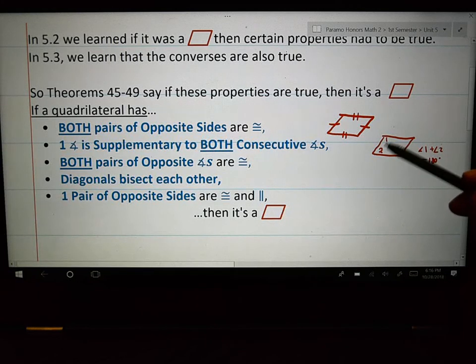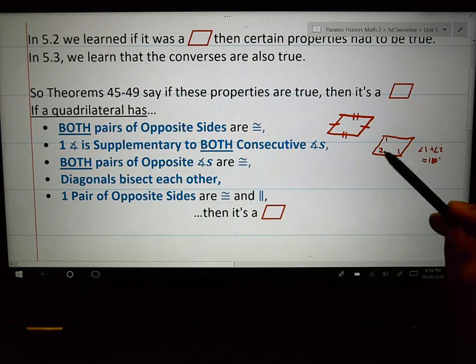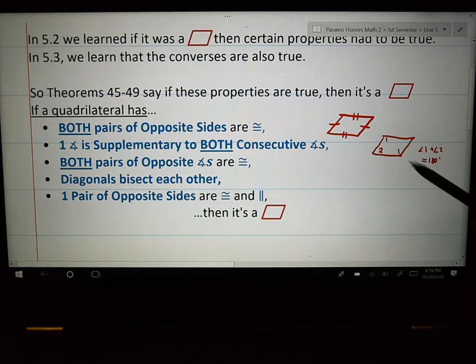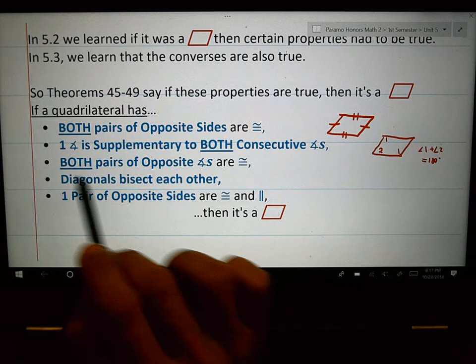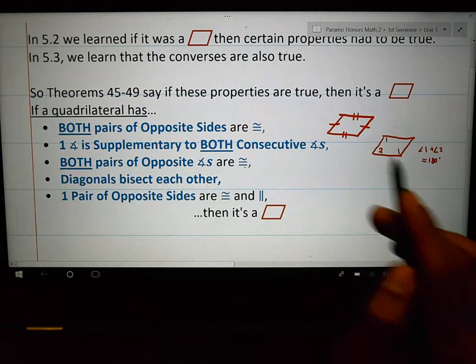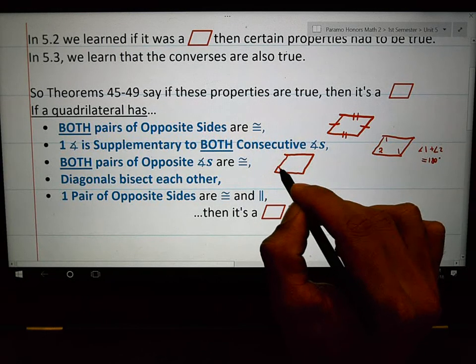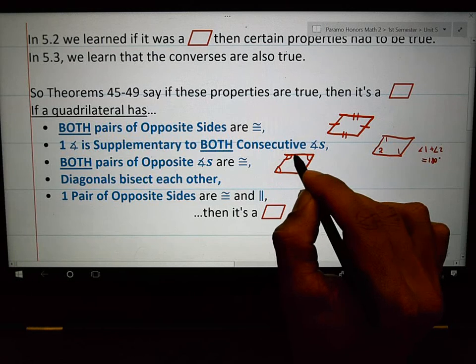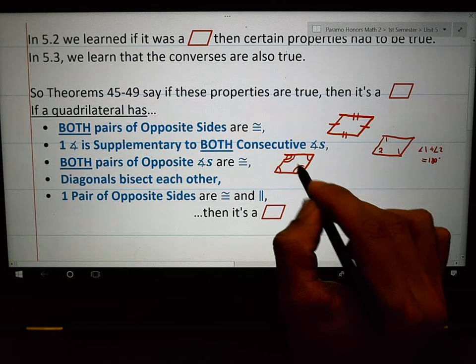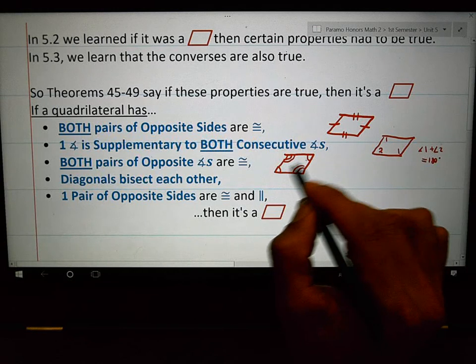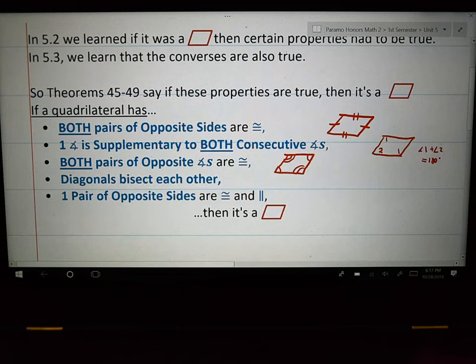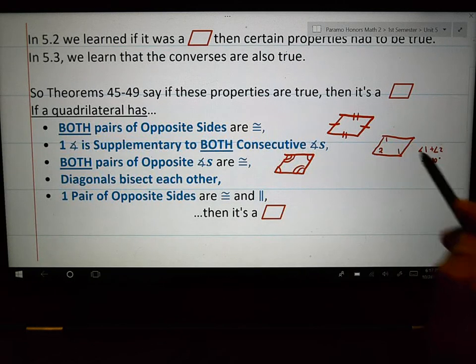What this means, if these are supplementary, is that these 2 lines are parallel. And if these 2 are supplementary, it means that these 2 lines are parallel. And so that would mean that the opposite sides are parallel, therefore it has to be a parallelogram. It should make sense to you. That's the minimum. If both pairs of opposite angles are congruent, let's say you didn't know what their sum was, but you knew that this angle was the same as that angle, and this angle was the same as that angle, then it must be a parallelogram, even if you don't know what their measurements are.